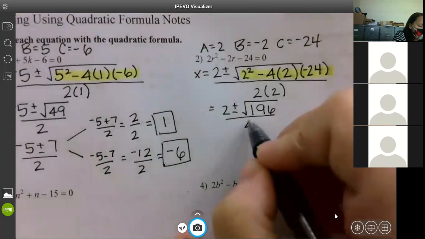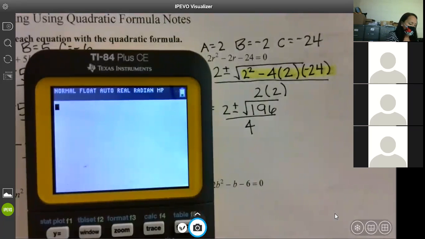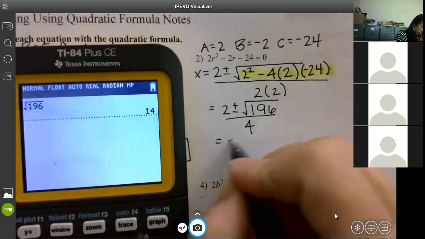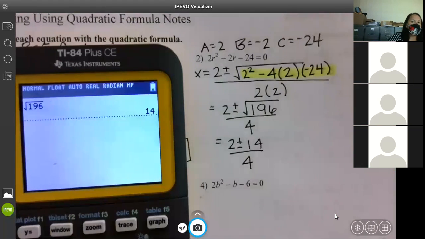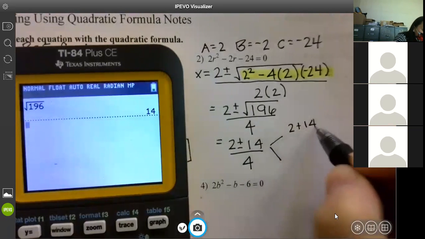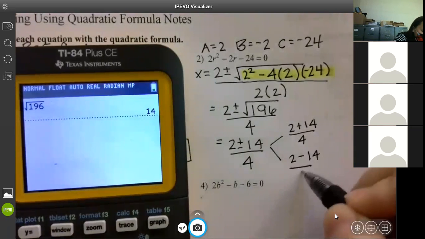And then 2 times 2 is 4. We're going to check that square root of 196. It is a whole number. When I get a whole number, what does that mean I could have done? I could have factored it. We're going to split this up into 2 equations. We have 2 plus 14 divided by 4 and 2 minus 14 divided by 4.